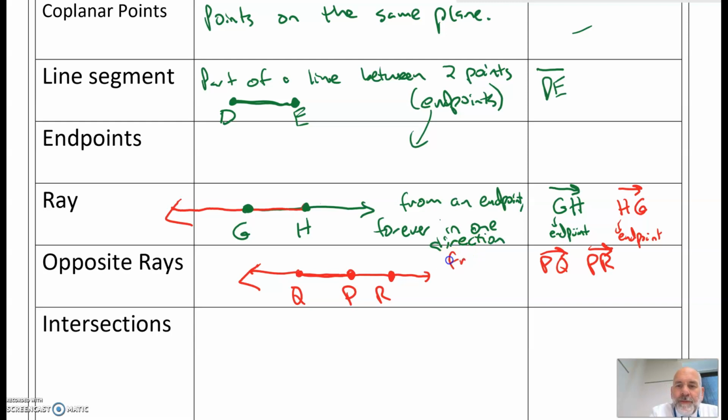So from one endpoint, opposite directions. It's got to be exactly opposite. And the way you can tell, if you haven't noticed it, is that PQ and PR together make a line.